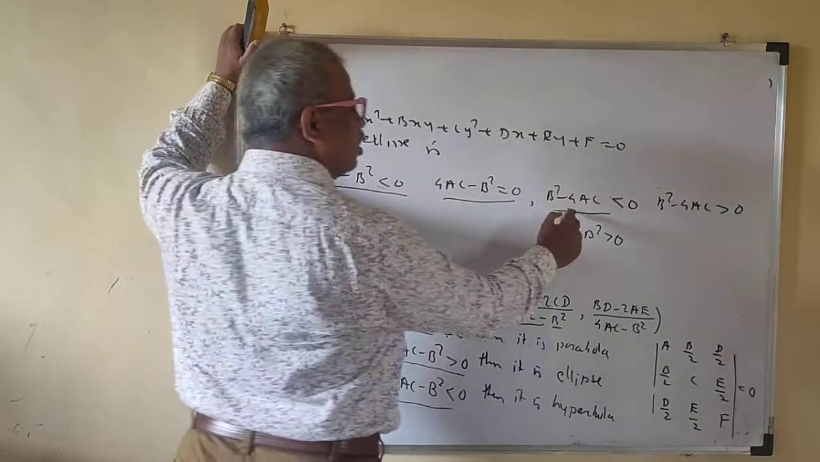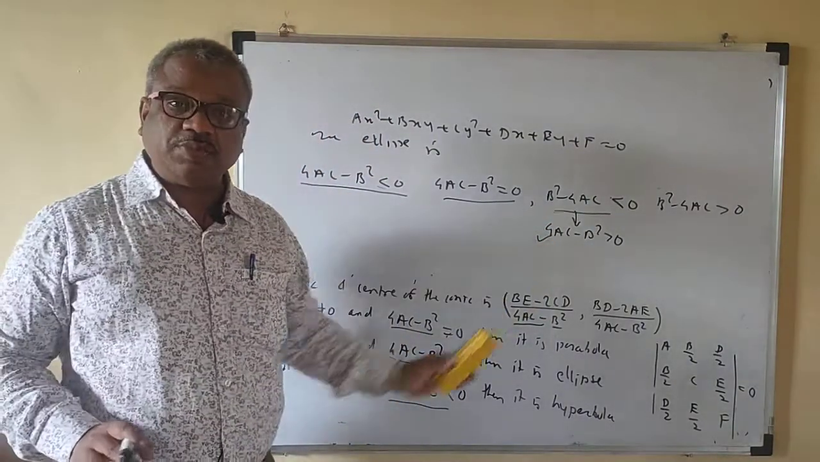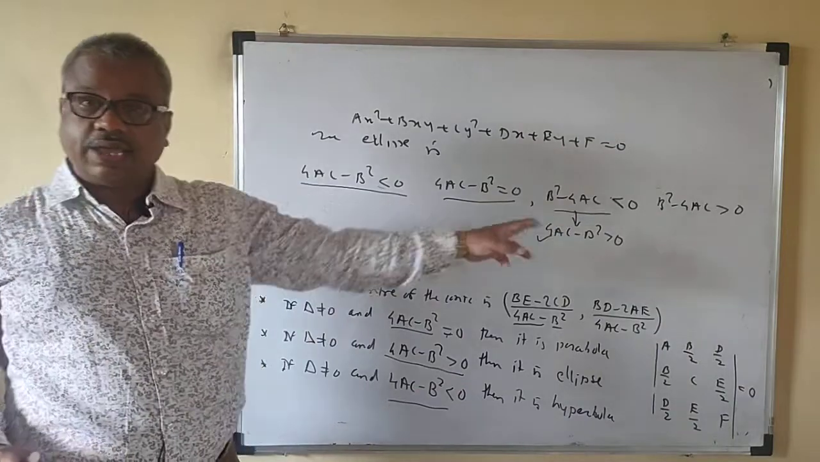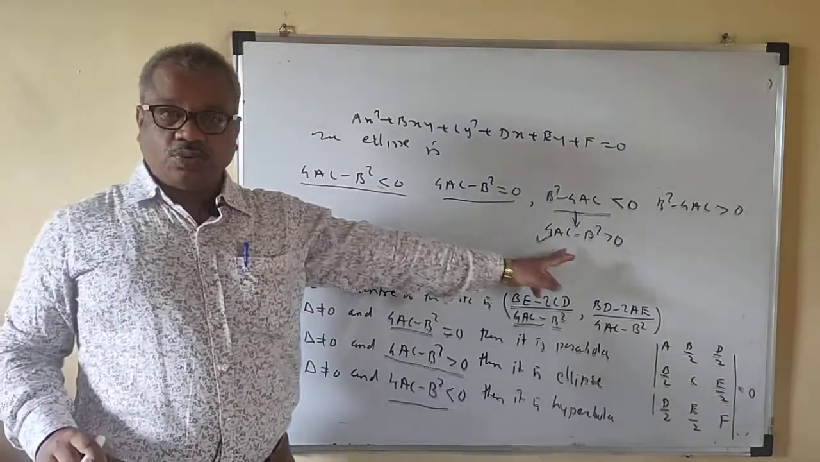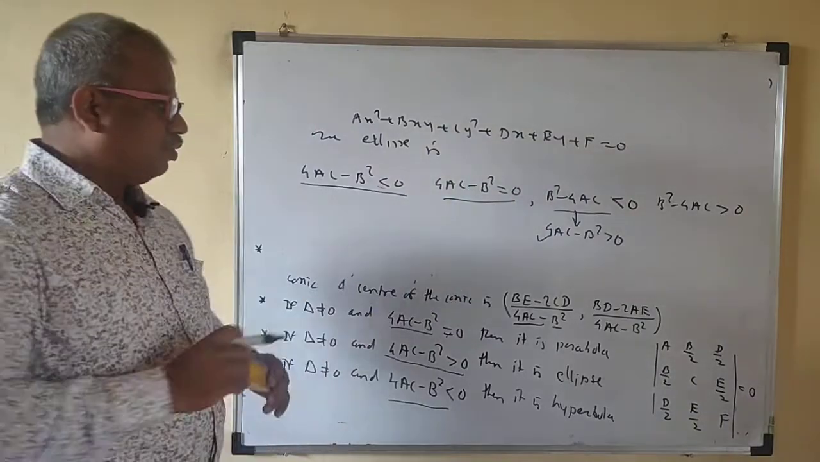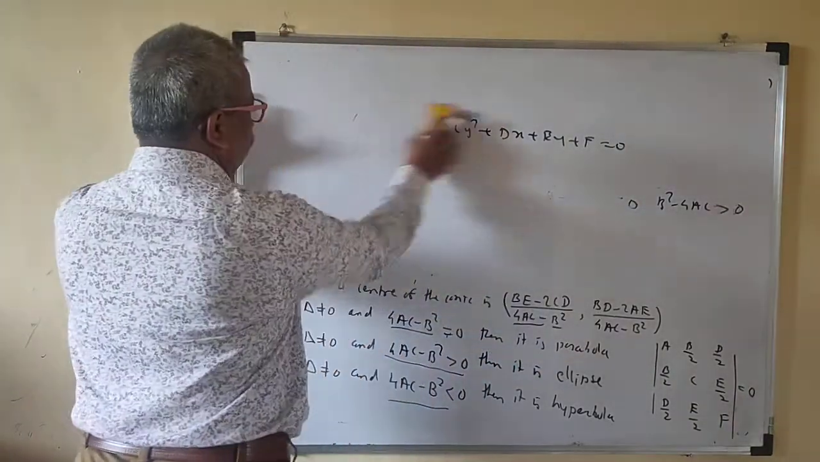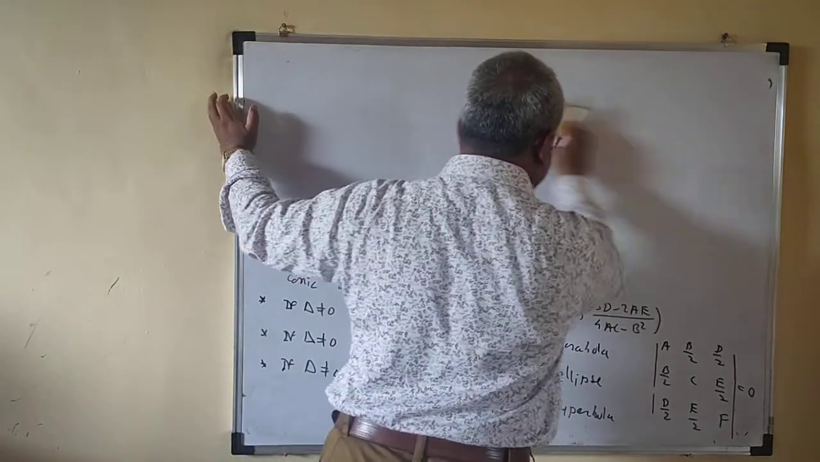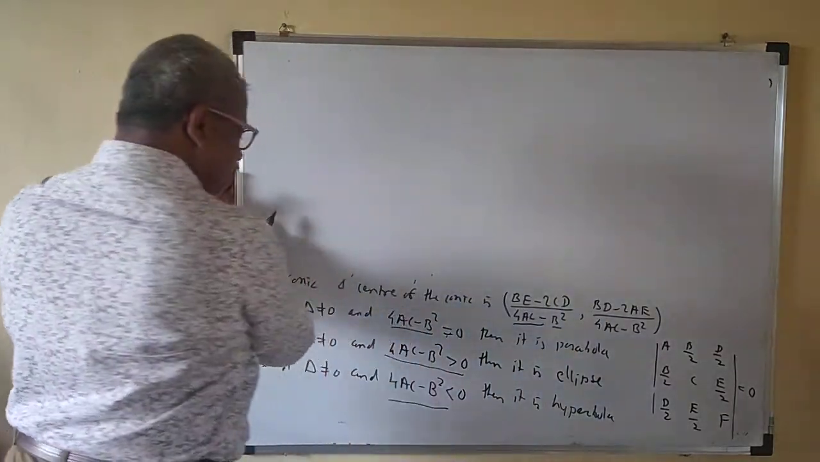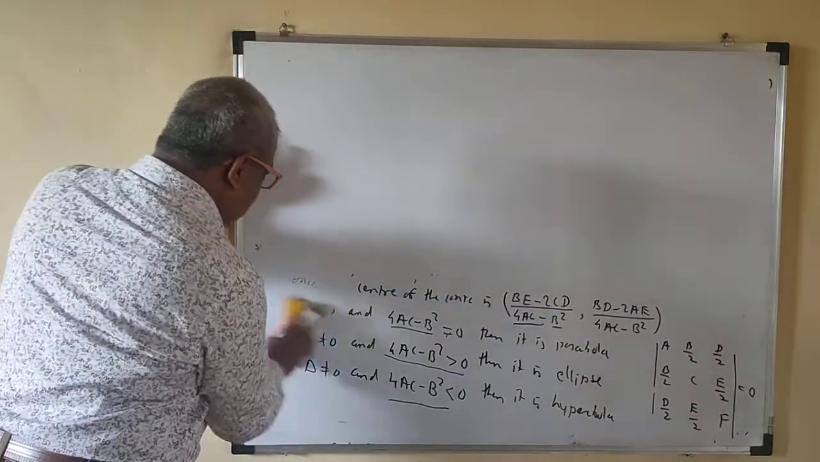Because this is turned to this. So the 4ac minus b square greater than 0 option is not given here. So you have to take care like this also. I hope that you can do anything for this one. We'll see the problems.